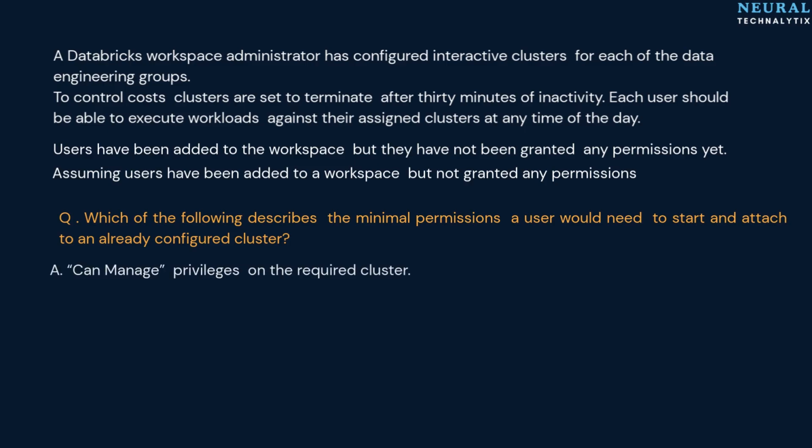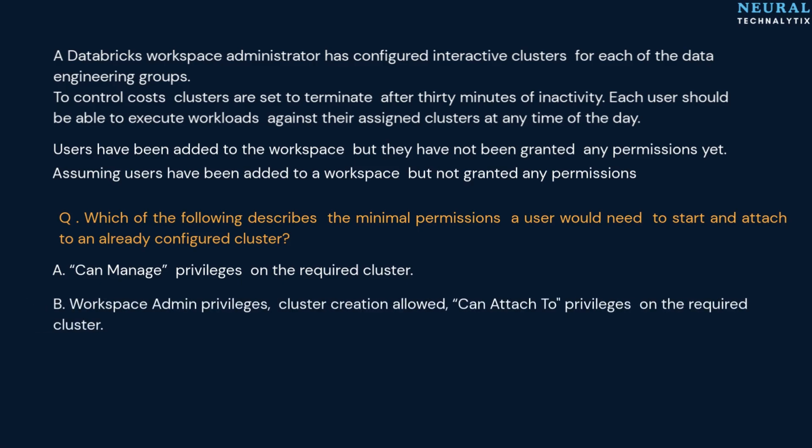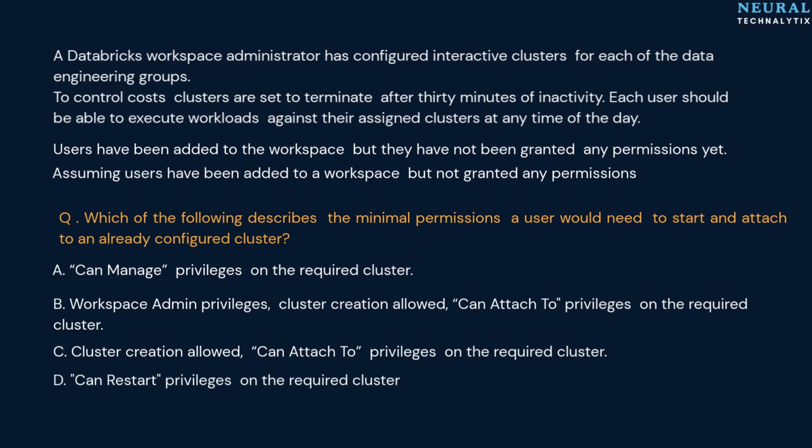Option A, can manage privileges on the required cluster. Option B, workspace admin privileges, cluster creation allowed, can attach to privileges on the required cluster. Option C, cluster creation allowed, can attach to privileges on the required cluster. Option D, can restart privileges on the required cluster. Option E, cluster creation allowed, can restart privileges on the required cluster.